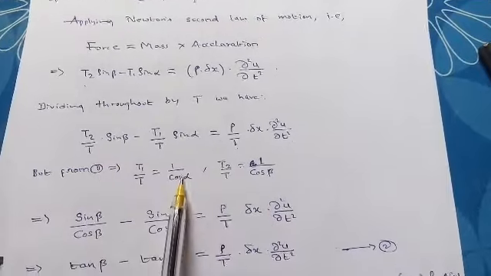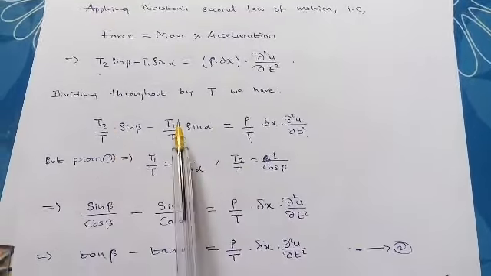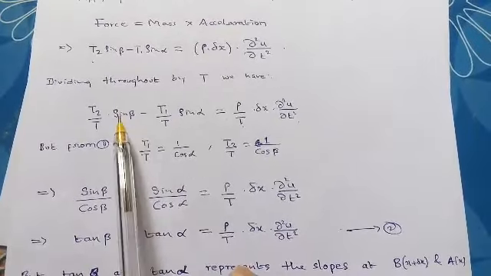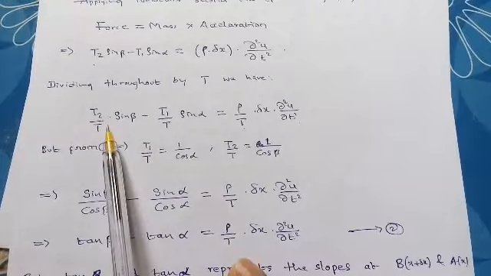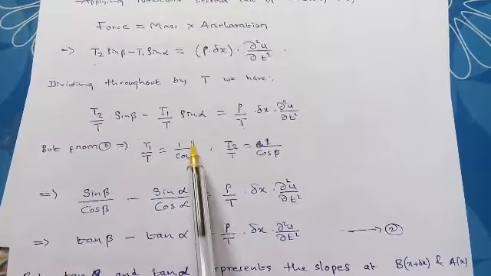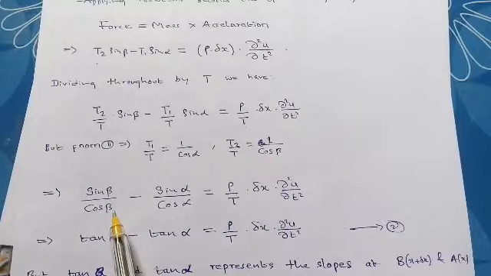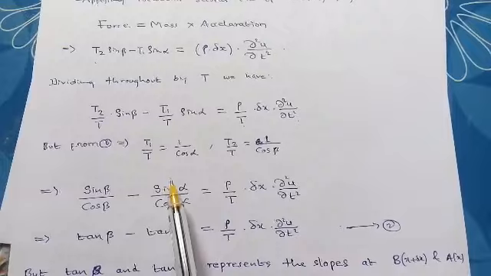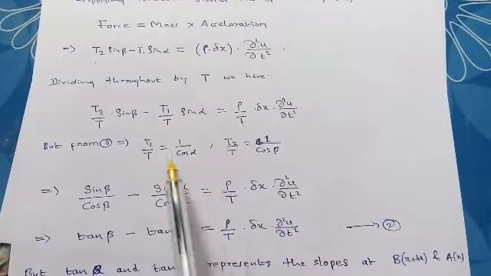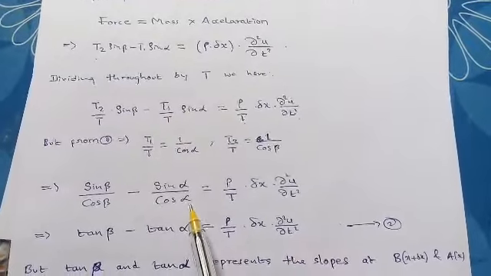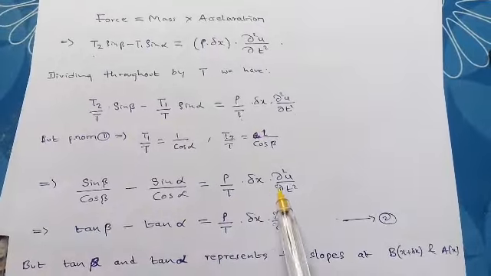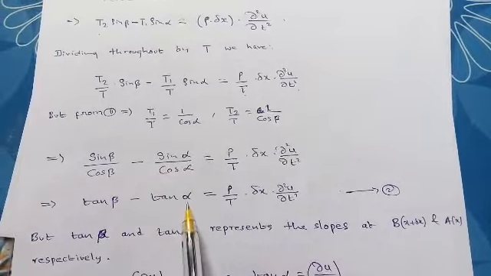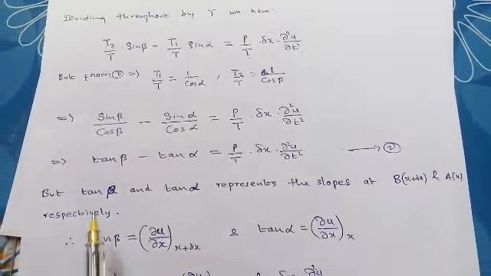Substitute these for T2 by T and T1 by T. We get sin beta by cos beta minus sin alpha by cos alpha equals rho by T delta x dou square u by dou t square. We know that these are tan beta and tan alpha. Call it equation number 2.